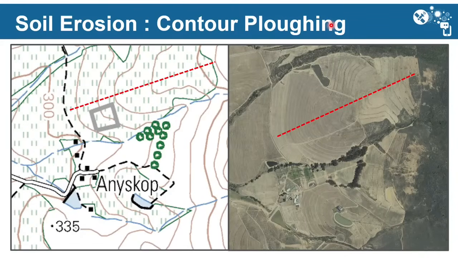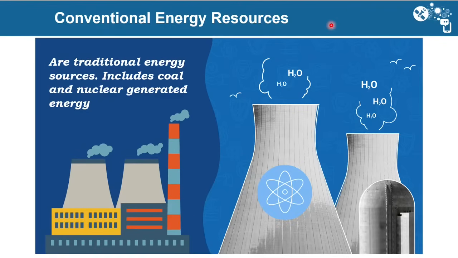Contour plowing, this is how we can identify it. You can see there the crops, your vegetation which was planted, and we can see, especially in the aerial photograph, that planting has taken place along the contours. And in order to achieve this, the farmer had to plow along the contour line.